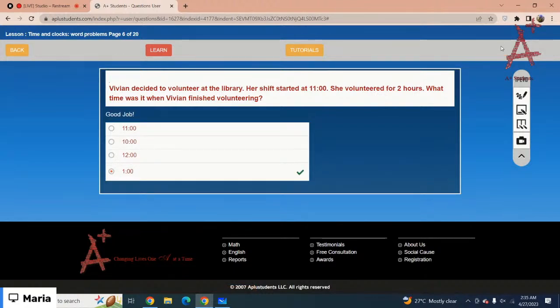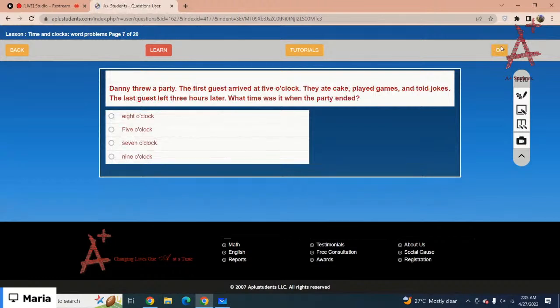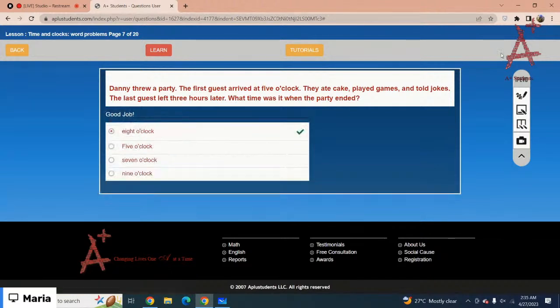Okay, the next one is: Danny threw a party. The first guest arrived at 5 o'clock. They ate cake, played games, and told jokes. The last guest left 3 hours later. What time was it when the party ended? Yes, that would be 8 o'clock. Start at 5 and move forward 3, so it would be 8 o'clock.